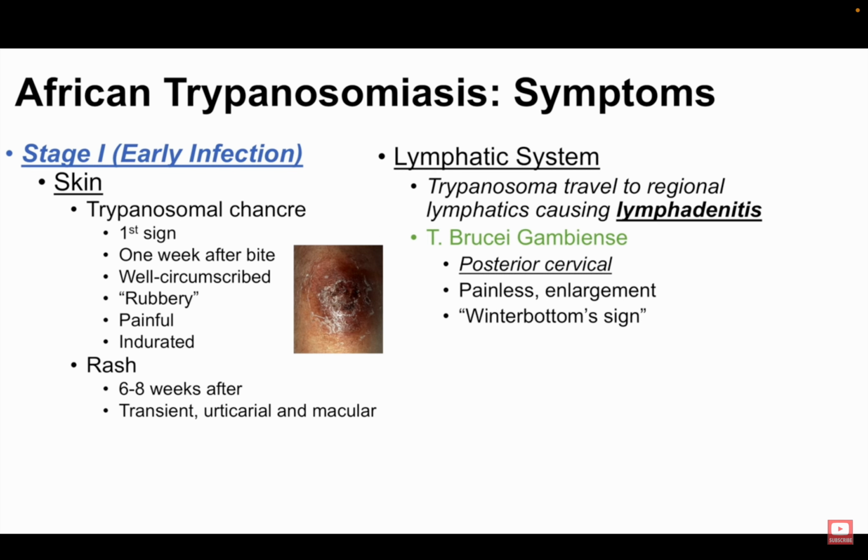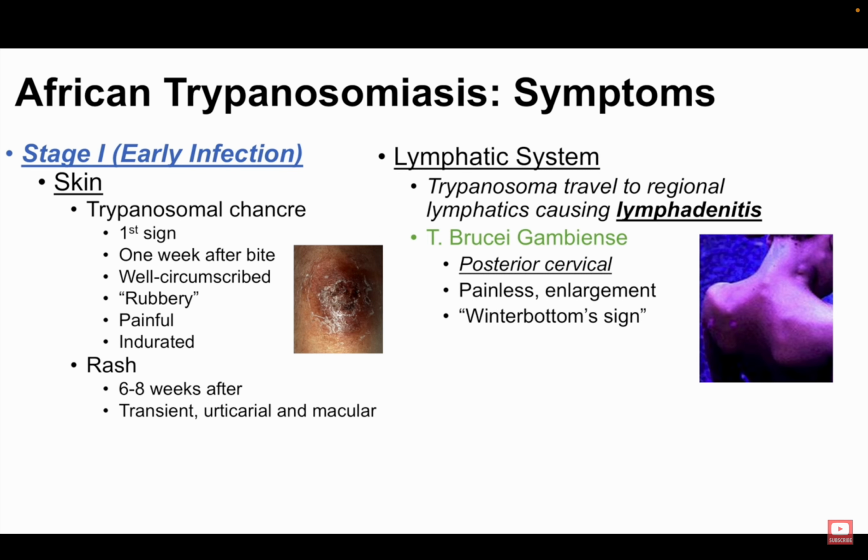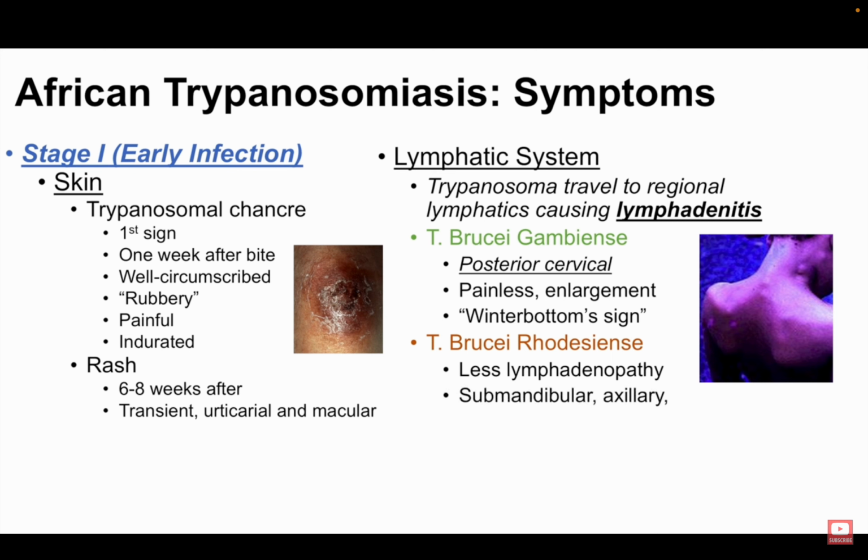And this is called Winterbottom sign. So here's an image of a Winterbottom sign. You can see here this individual has these enlarged lymph nodes in certain areas along their back and in their neck. Now the other species, Trypanosoma brucei rhodesiense, has a different distribution with regards to the lymphatic system. It typically has less lymphadenopathy, so it doesn't affect the lymph nodes as much as Trypanosoma brucei gambiense. But when it does, it affects the submandibular, axillary, and inguinal lymph nodes the most, as opposed to brucei gambiense, which actually causes the posterior cervical lymph nodes to be affected.